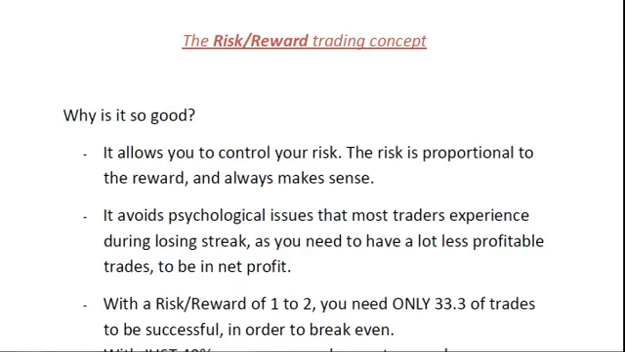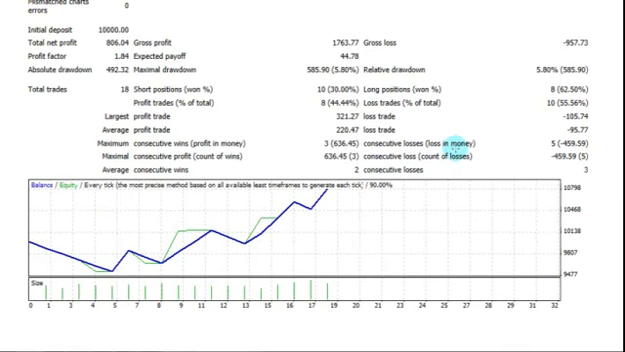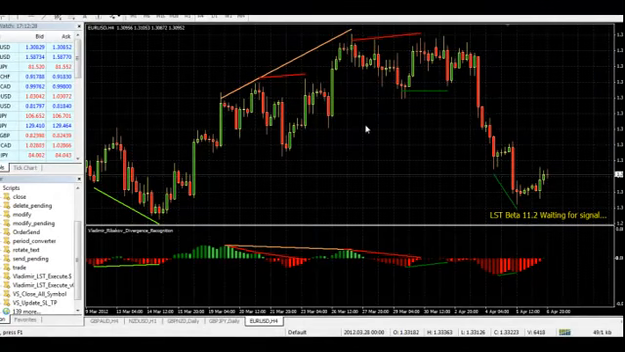The LST is based entirely on divergences. Divergences are my way of trading. There are many kinds of divergences. The LST was designed specifically for this kind of risk-reward trading concept. If you keep it this way, with only 40% of success, you will make money. It's all about good risk-reward. And for that, we created a very, very unique script.